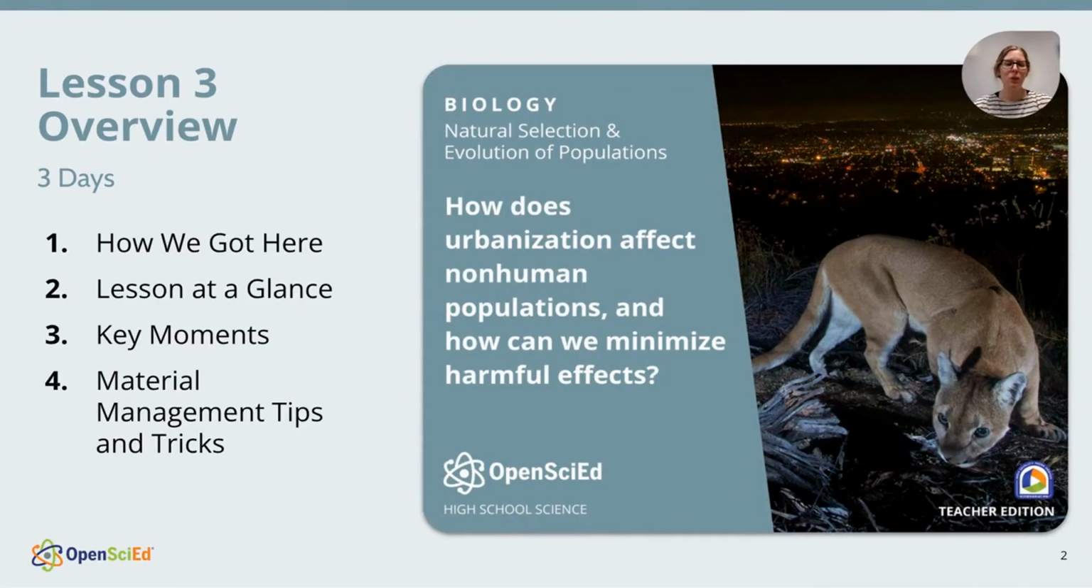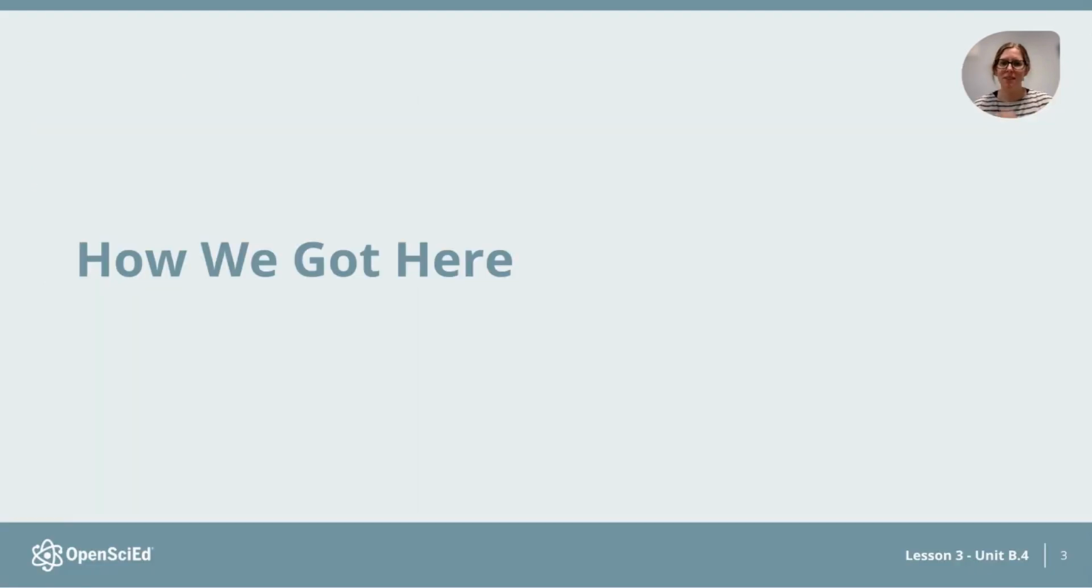In today's video, we will be going over B4 Lesson 3, or as I call it, the rat case study lesson. In this lesson, students will get to model what happens to a population over time with the introduction of a selection pressure and figure out why rat poison will never be 100% effective. In the video, we will be looking at how we got here, lesson at a glance, key moments, and material management tips and tricks. So let's dive in.